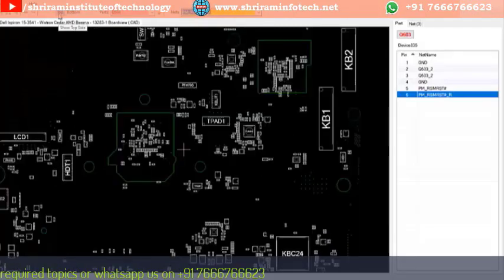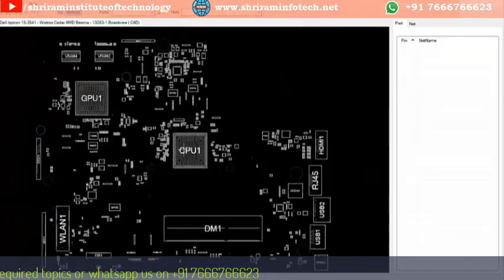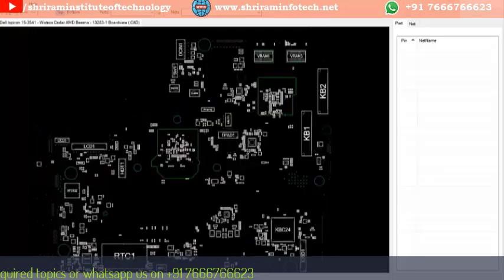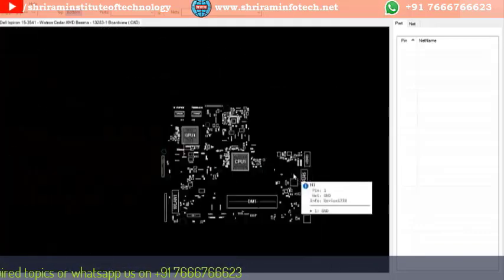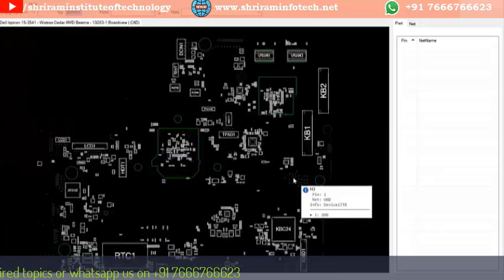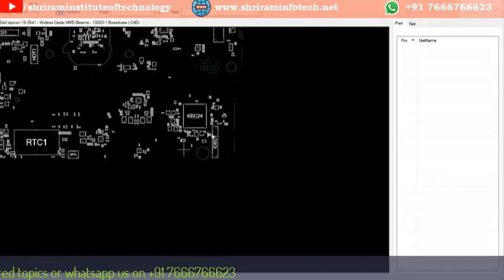So this is the top, this is the bottom. You can use your keyboard also to flip the motherboard. You can flip the motherboard like this using the keyboard spacebar, and you can zoom the motherboard by using the scroll button like this. So here is my SIO. This one is my SIO.